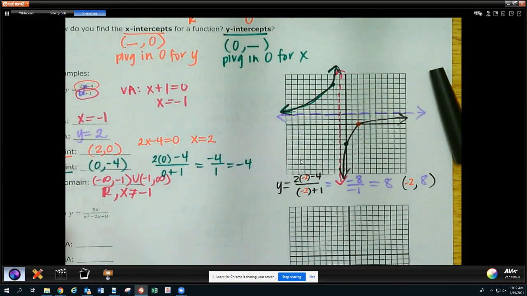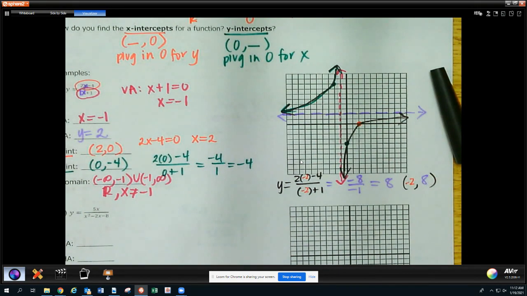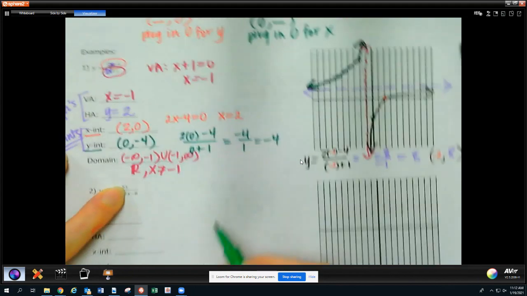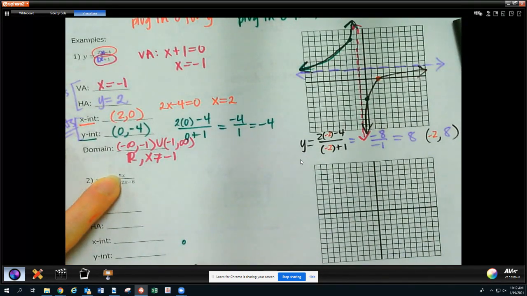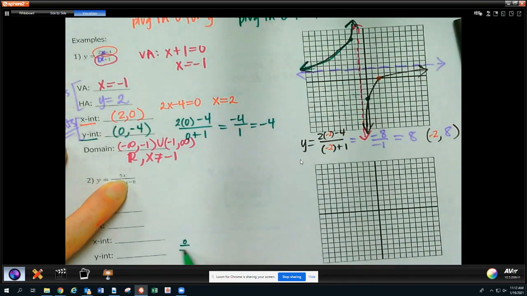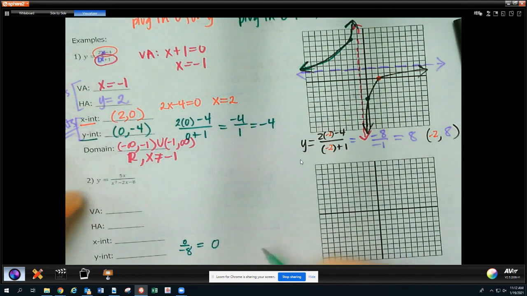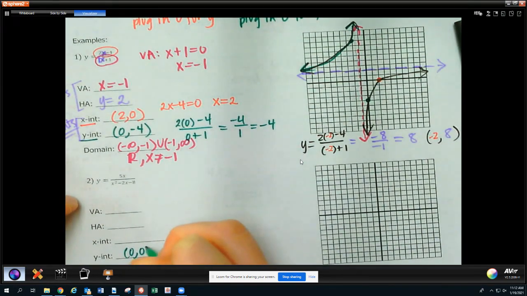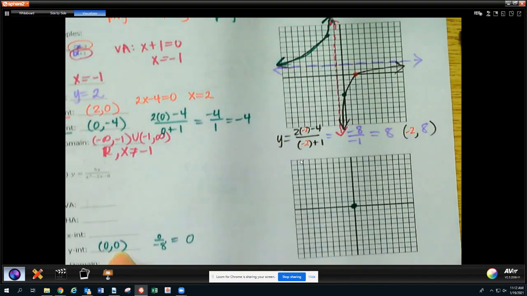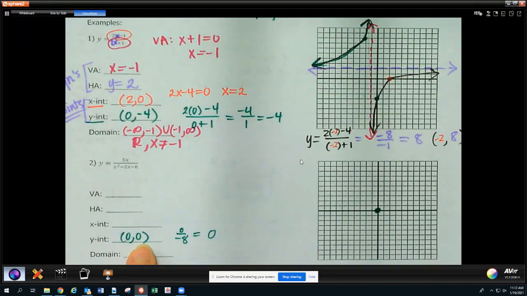So for number 2, let's start with the y-intercept again. Okay, if I plug in 0 for x on top, I get 5 times 0, which is 0. If I plug in 0 on bottom, these two terms go away and leave me with a -8. Okay, so 0 divided by -8 is just 0. And so my y-intercept is 0, 0, meaning that's probably going to be my x-intercept as well.